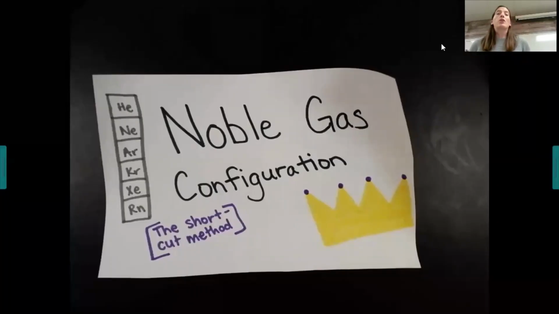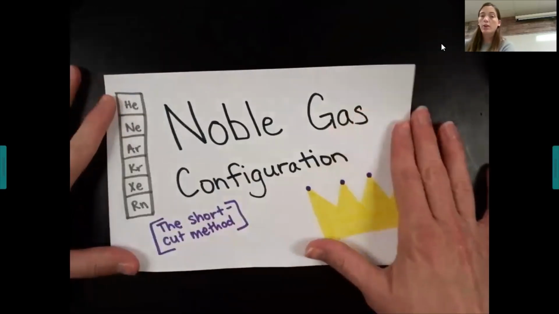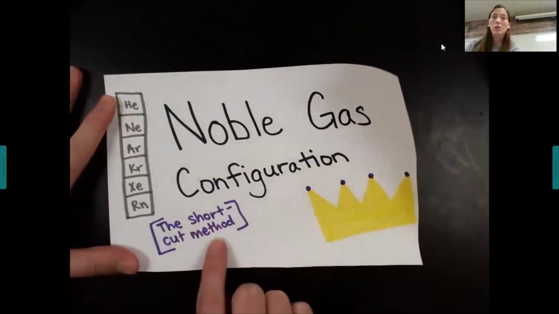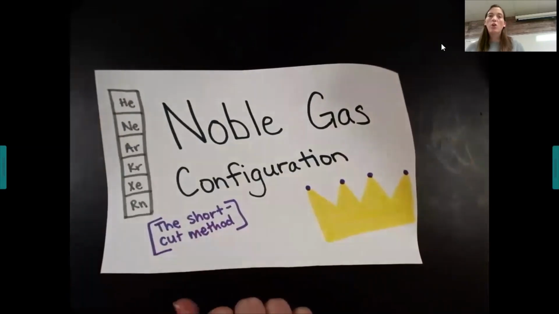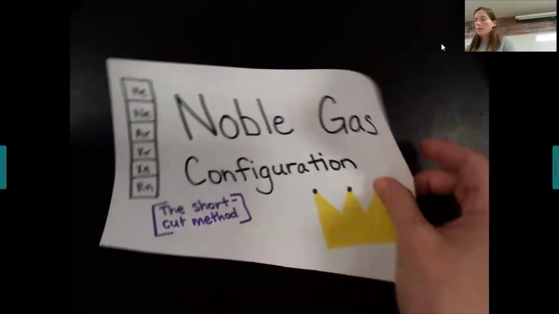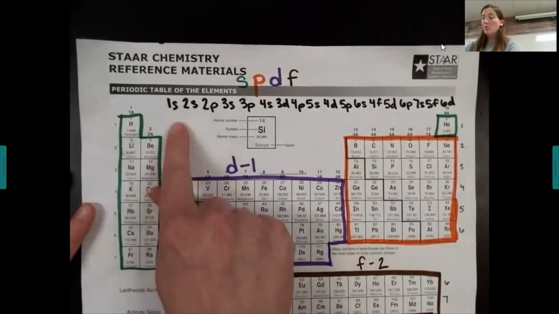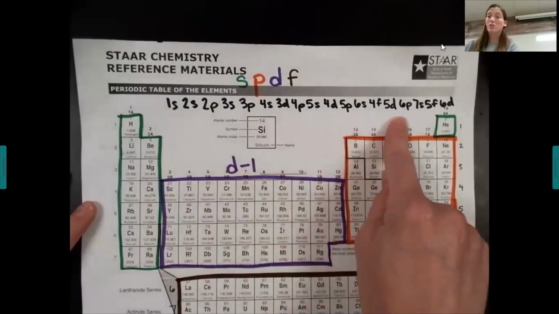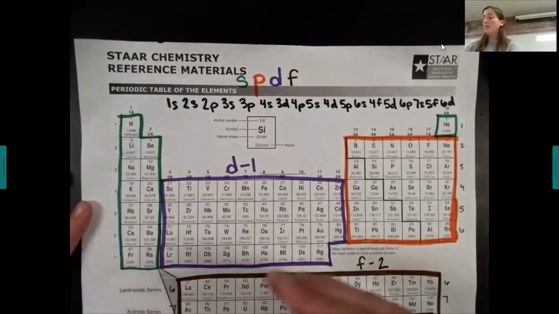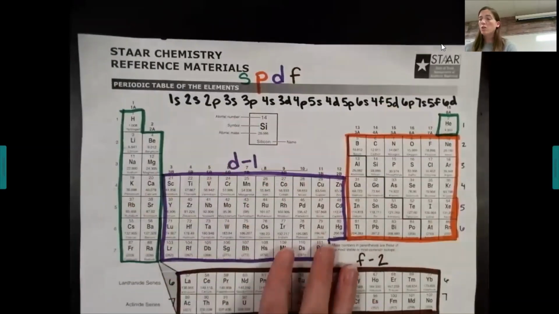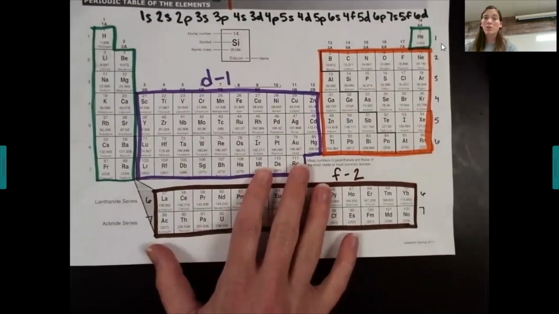All right, guys, today we're working on something called Noble Gas Configuration, also called the shortcut method. Because if you notice with some of the electron configurations we've been doing, you get really long answers. So this is a way to take some of the long answers and make them shorter, so that way you don't have to write as much.